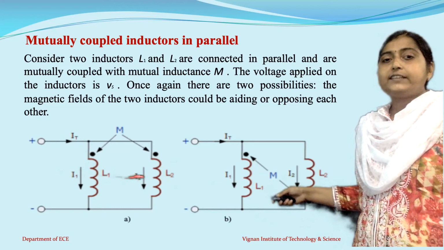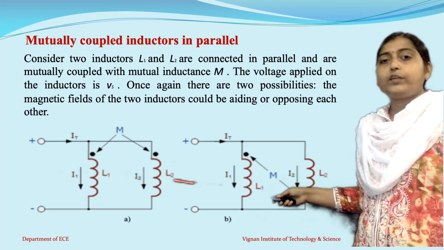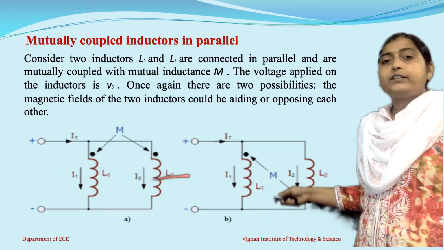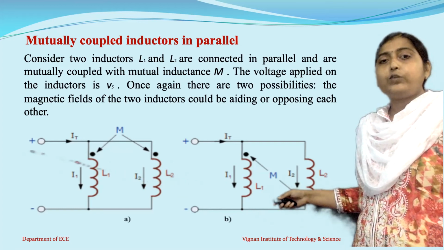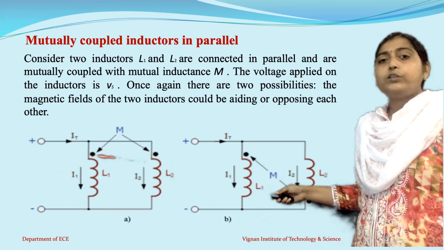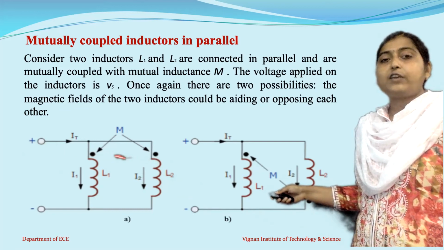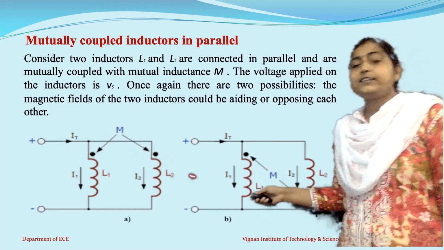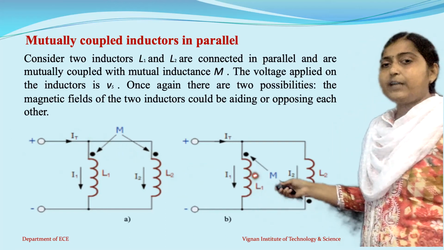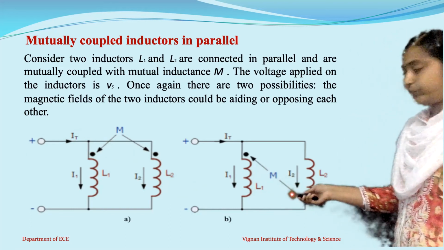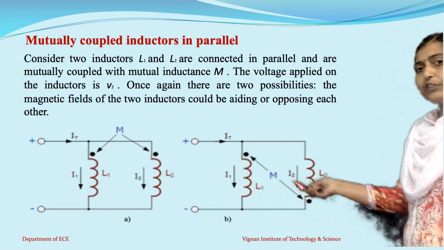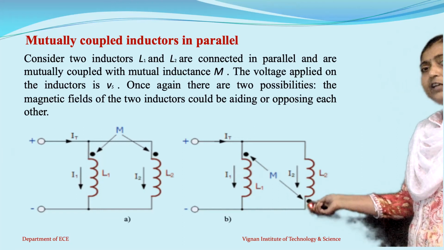Let us consider the first coil is L1, the second coil is L2. The current flowing through the first inductor is I1, the current flowing through the second inductor is I2, and the total current is I. Now the dots are placed in the first case both on the top corner, and the mutual inductance induced between L1 and L2 is given by M. Whereas in the second case, for the same circuit, the dot for the first coil is placed on the top, whereas for the second coil the dot is placed at the bottom.